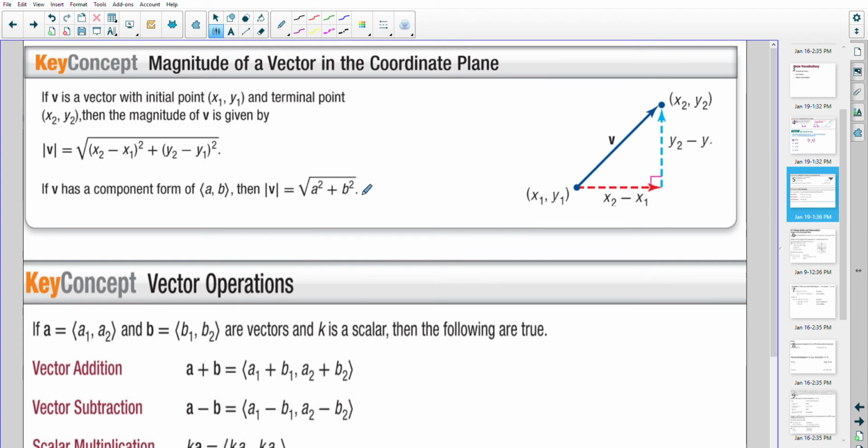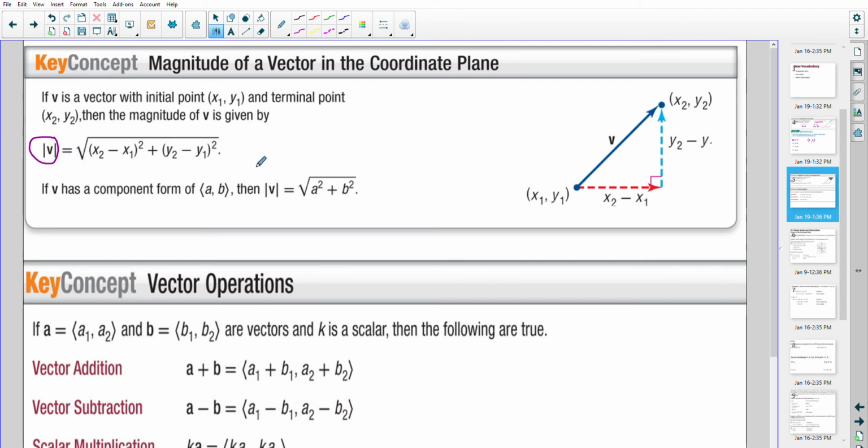Also, there is something called the magnitude of a vector. The magnitude of the vector is simply the length of the vector. And so it's written in a form like this, which is similar to absolute value. Now, absolute value is always going to give you a positive number. The length is always a positive number.